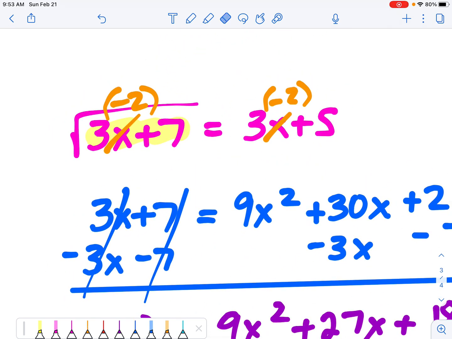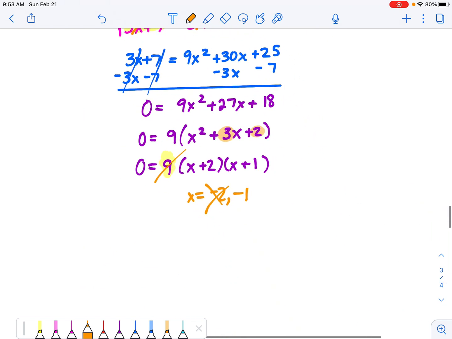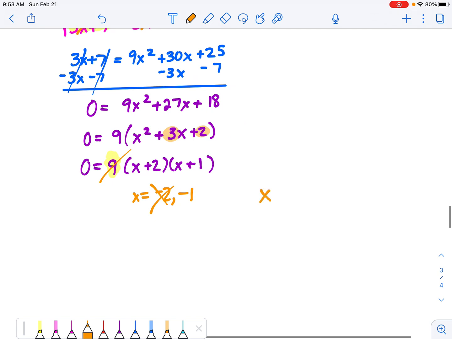Now let's try our -1. If I replace my x's with -1 and multiplying them, let's see what we get. 3 times -1 is -3, plus 7 is 4, square root of 4 is 2. 3 times -1 is -3, plus 5 is 2, and it works. So our only answer is x equals -1.